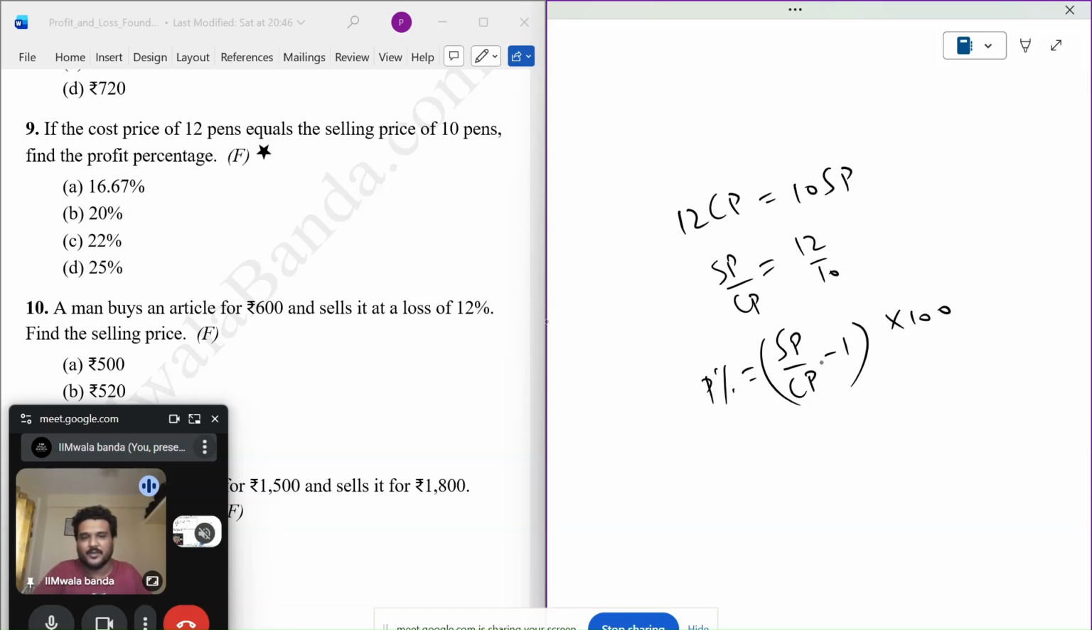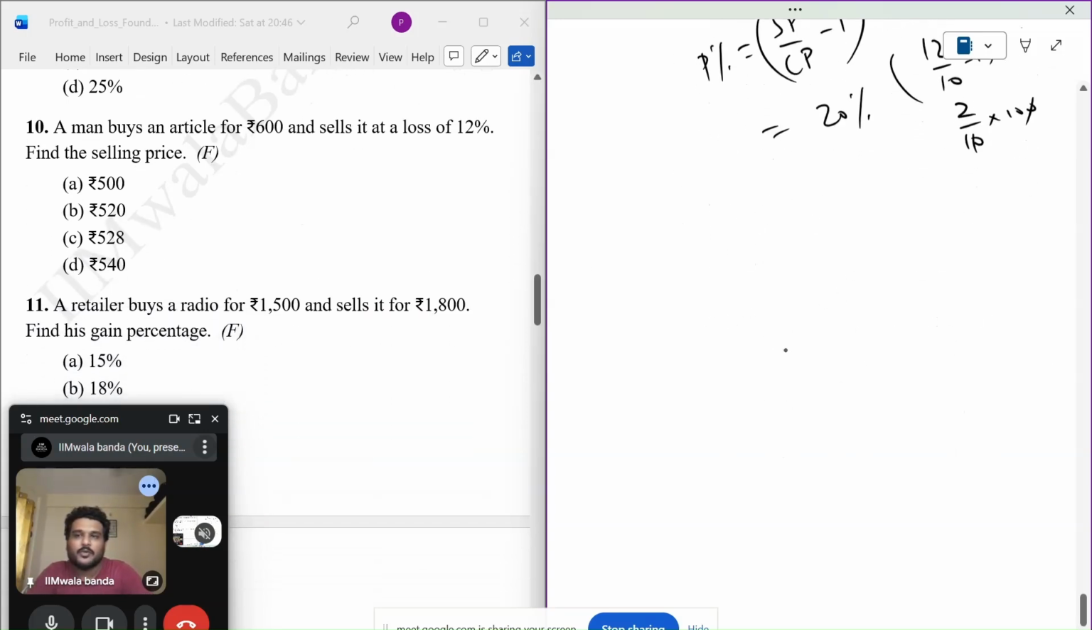SP minus CP, you will take CP individually, and you will find this. So this is basically 12 by 10 minus 1, or 12 minus 10 by 10, or 2 by 10, or 1 by 5. So this is 100 by 5. So the answer is 20%. Or you can write it and then see it slowly. But you have to be comfortable. So 12 minus 10 is 2 by 10 into 100, or 20%, right? Let's go. Question number 10.